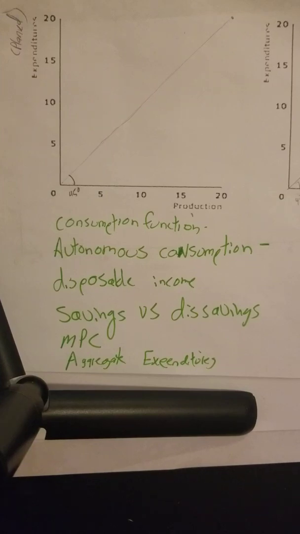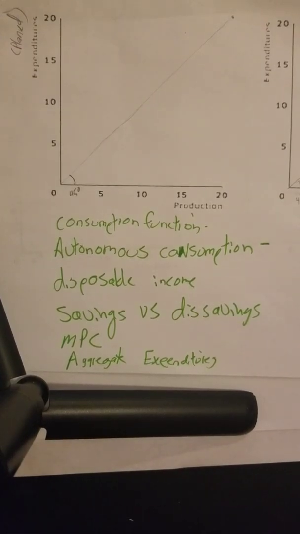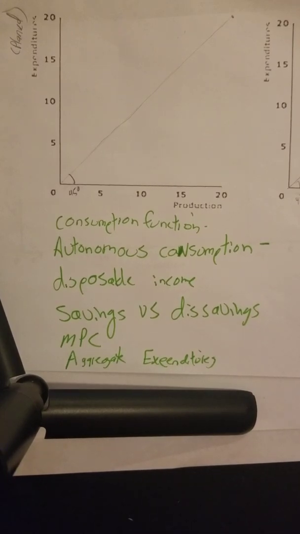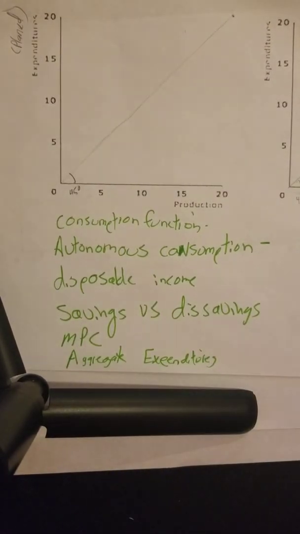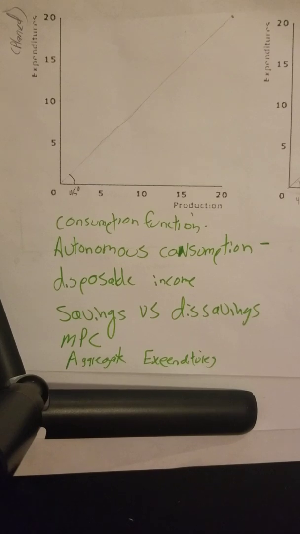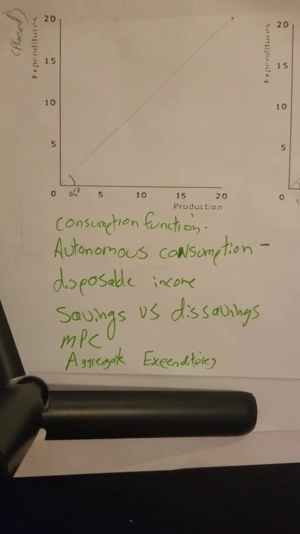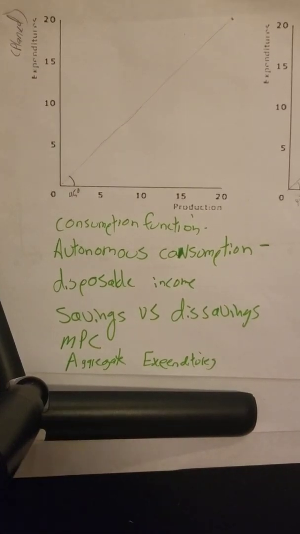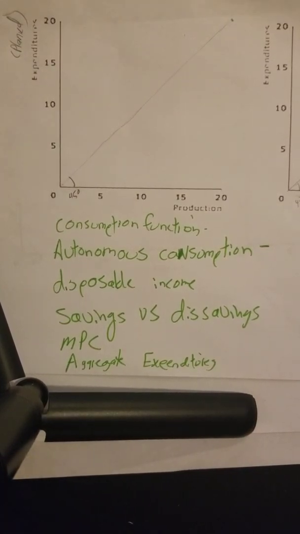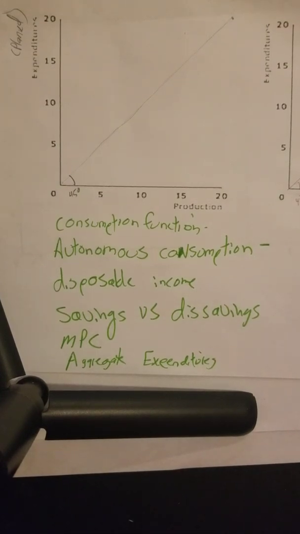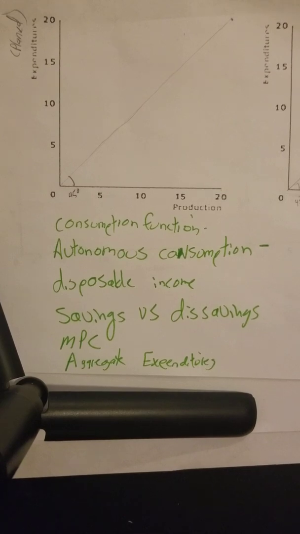All right, here's our Keynesian cross video 2, where I'm going to try to introduce you to the graph or to the curve. But first, I really want to show you some of the important vocabulary words that we're utilizing this curve to better understand. Okay, the consumption function, autonomous consumption, disposable income. This graph at the end of the day can actually theoretically show us the savings or dissavings of an economy.